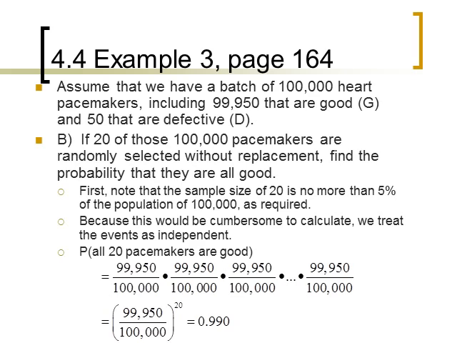And so because this is a cumbersome one to calculate, what we do is we apply the 5% rule. The 5% rule says treat it as an independent event, meaning that we act like we are going to replace the calculators and we don't have to change the totals because there's 20 of them. So what we do is we just take 99,950 out of 100,000 to the 20th power. And so when we type that fraction in, and you do have to put the parentheses around it just like you see on the screen, you get the answer of 0.990.